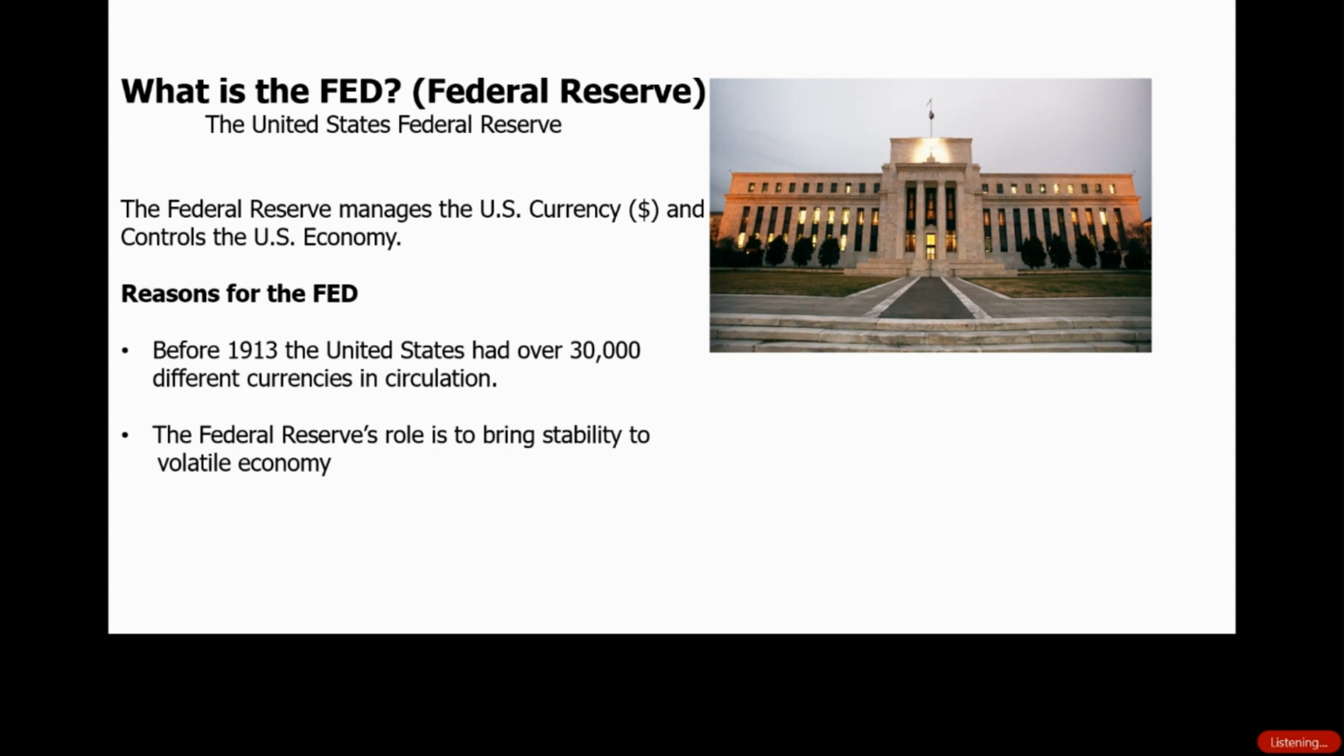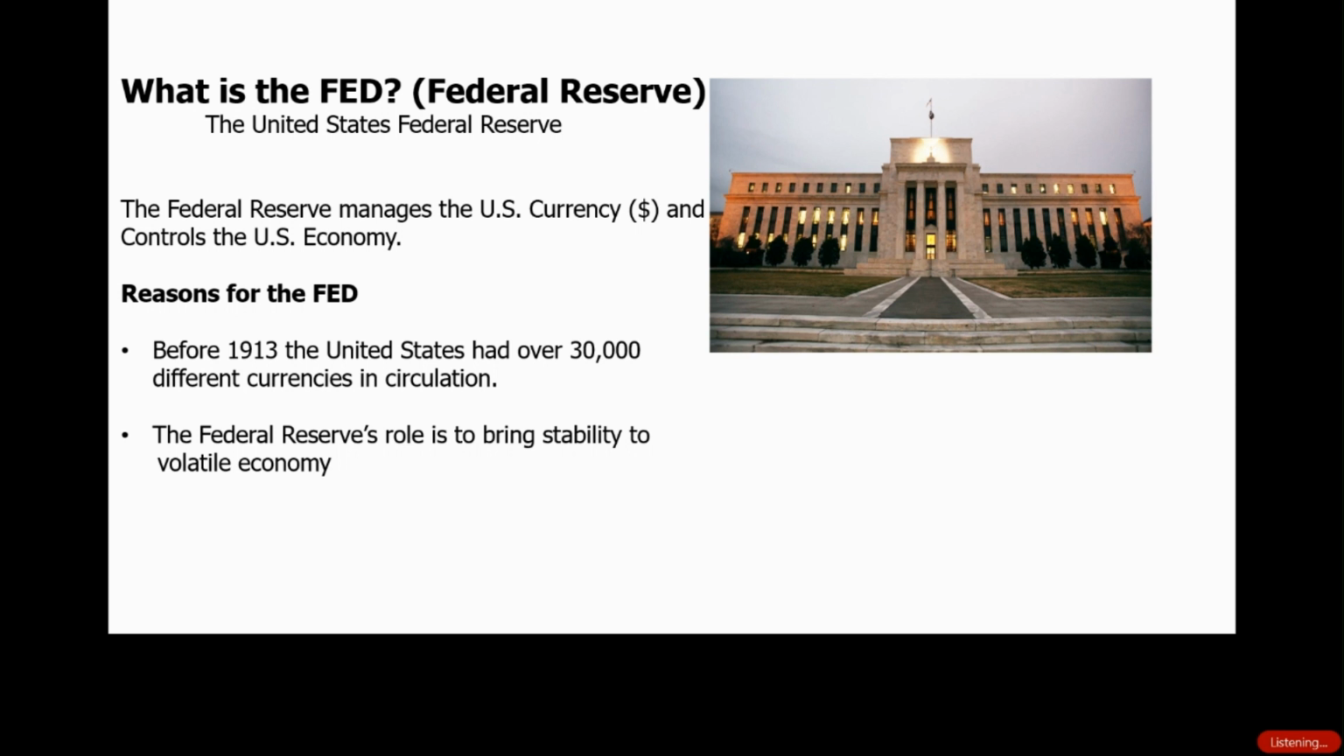So after 1913, after the Federal Reserve was created, there was one federal currency which was the dollar, and that in and of itself brought some stability to the country. And so that's really the reason that the Fed was created.